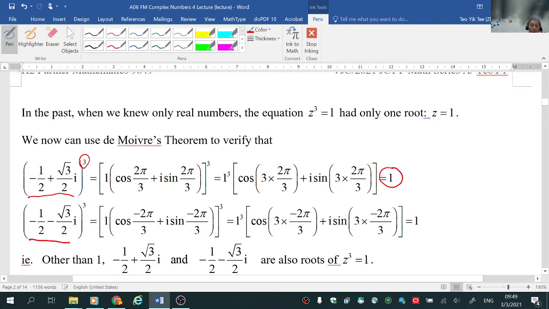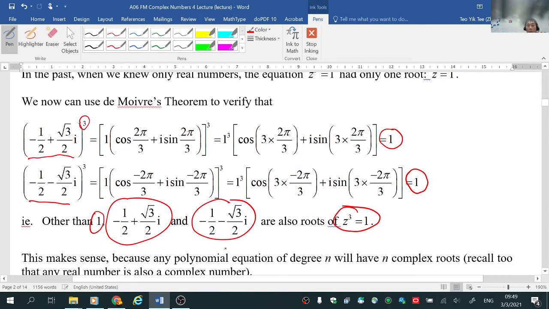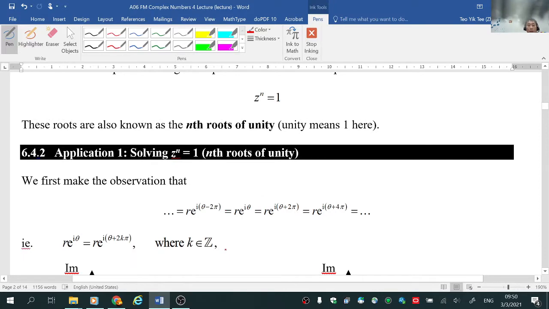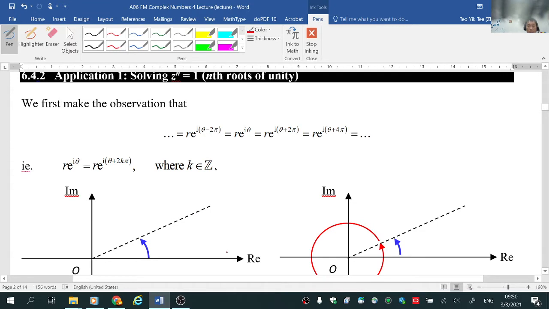Similarly, for the complex number negative half minus root 3 over 2 i raised to the power of 3, I also get 1. So what it means is that for the roots of z cubed equals 1, the roots are basically 1, negative half plus root 3 over 2 i, and this. With the understanding of De Moivre's theorem, we can solve for what we call roots of unity. The fundamental theory behind roots of unity is your trigo concept.